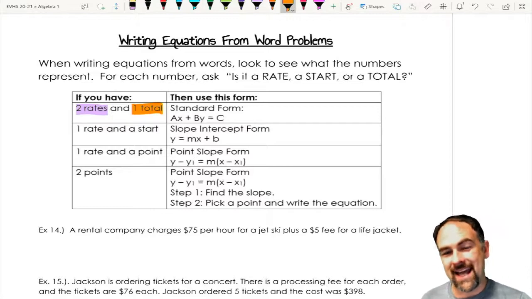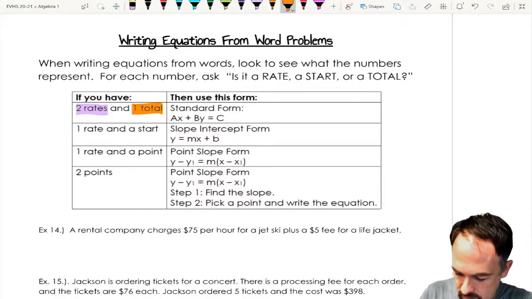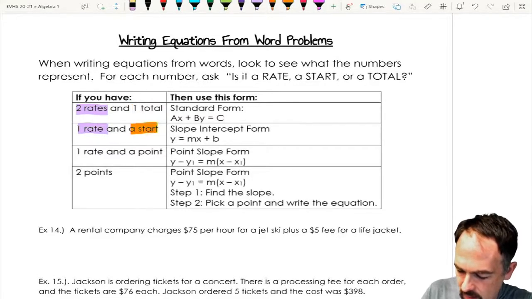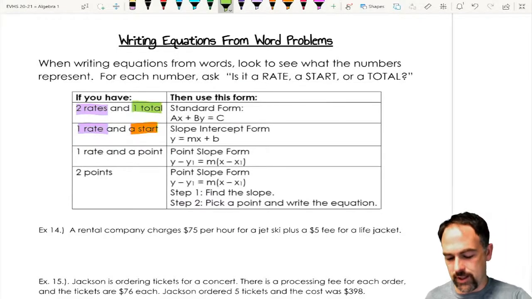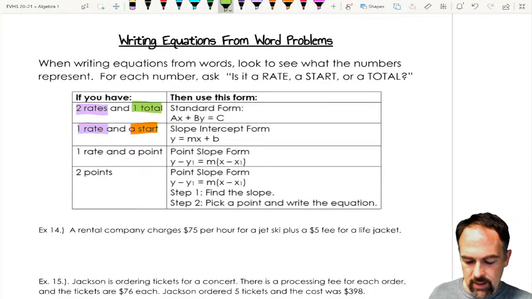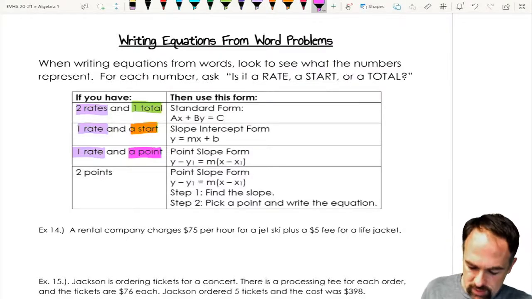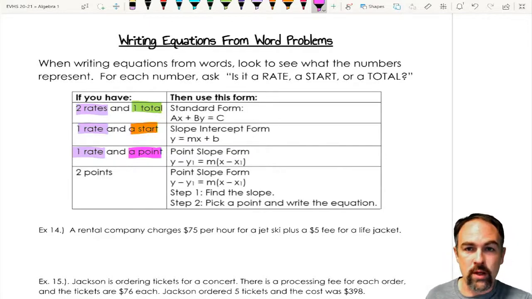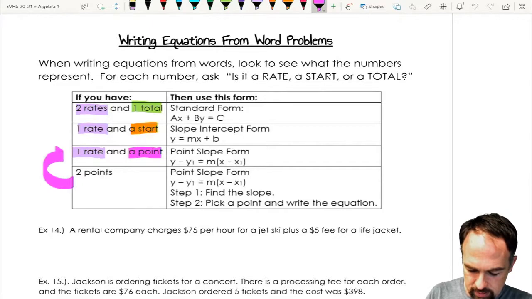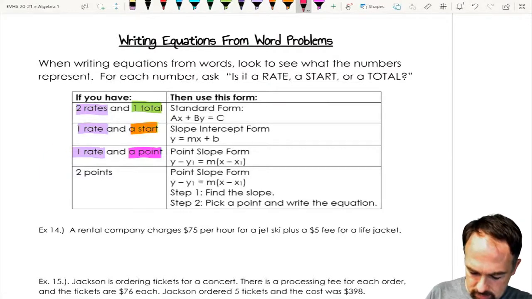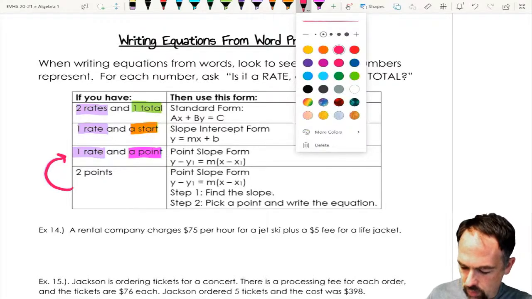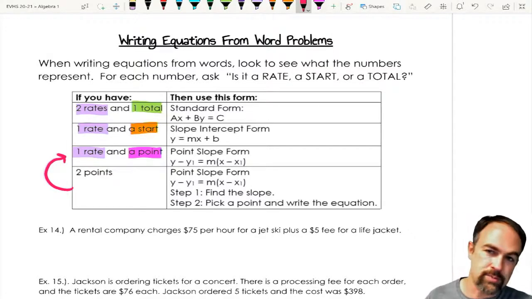If you have 1 rate and a starting value, then, well, so let me go ahead and put this 1 rate and a starting value. And you know what? Here for total, I'm going to put that in green just so we can keep things straight here. So a rate and a starting value, that's going to be slope-intercept. Now, if you've got a rate and a single point, then that's going to be point slope. And if you just have 2 points, then that's going to be very similar related to this one, and that is going to be where we have to find our slope first and then use point slope.